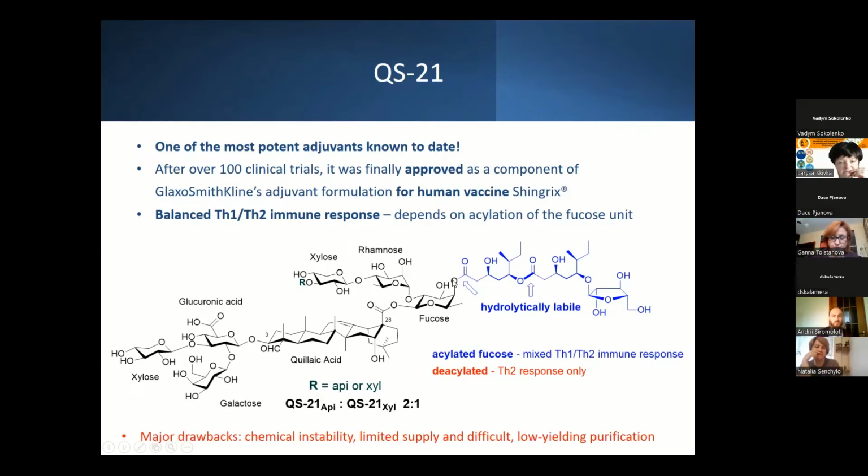This compound is not very stable. In water, this is prone to hydrolysis, so we will get just the deacylated compound after some time. So this compound has major drawbacks in chemical instability, in limited supply, and very difficult and low yielding purification. And also, as you can see, this compound is extremely complex in the structure, and the aim of all groups who do the research in this field is to simplify the structure of Quillaja saponins to make them more easily accessible.